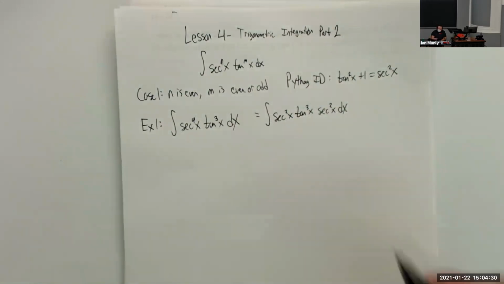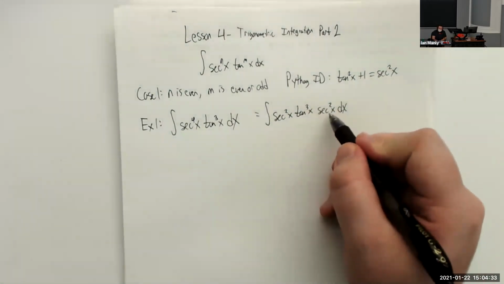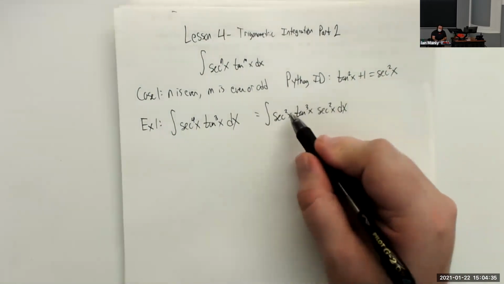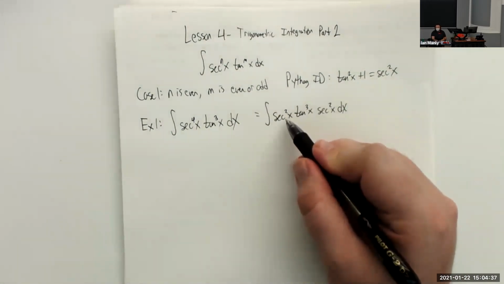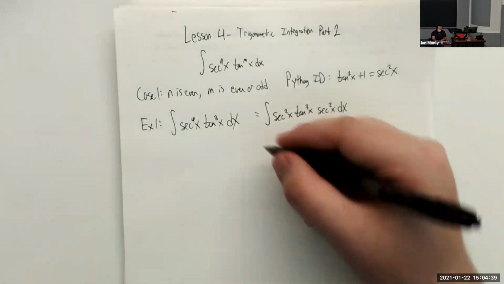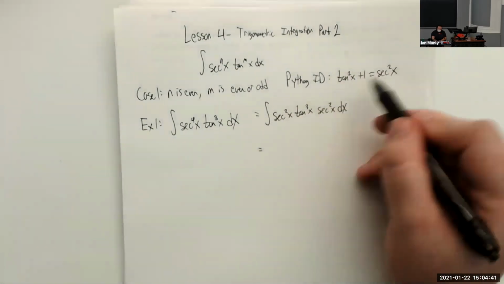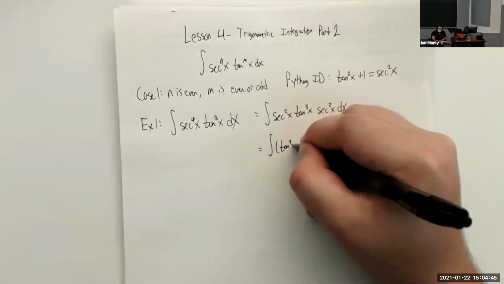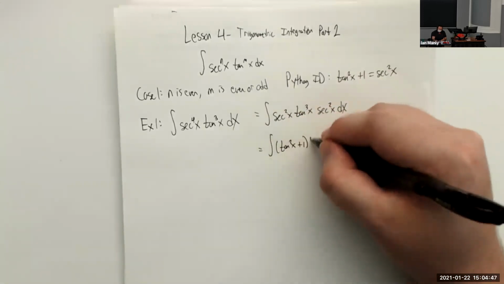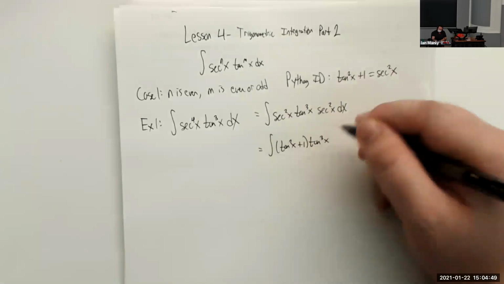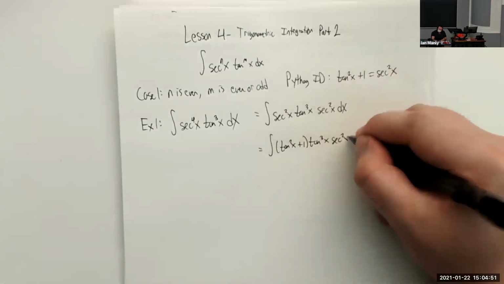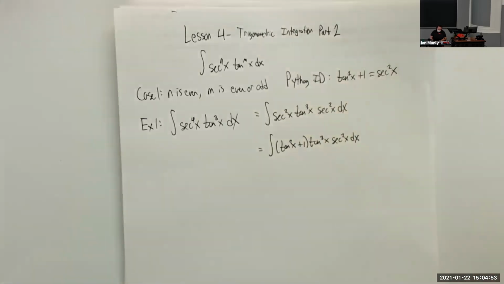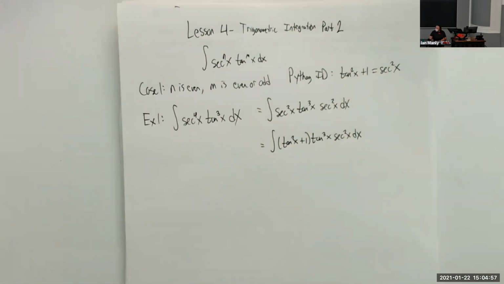Now what we're going to do here is, except for the secant squared that we pulled off at the end, we're going to turn all of the remaining secants into tangents. All right, so since secant squared is 1 plus tangent squared, that's exactly what I'm going to put here. And then I bet you guys could guess what's going to come next.